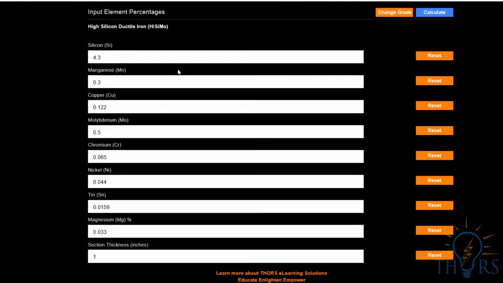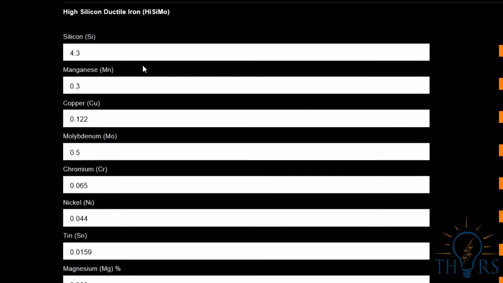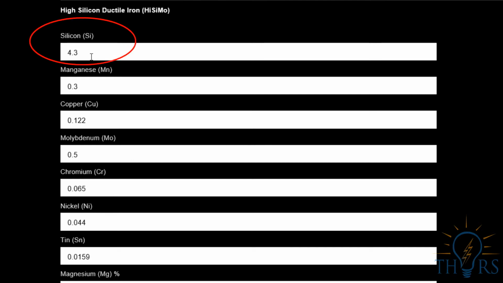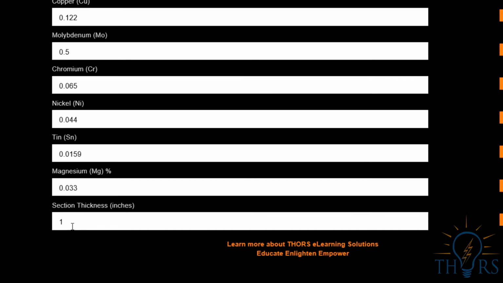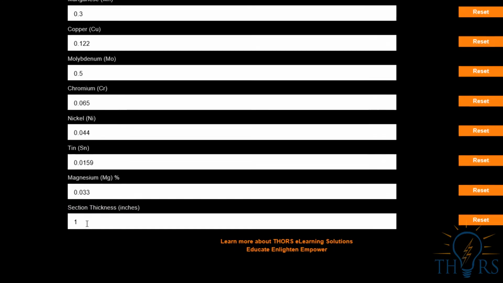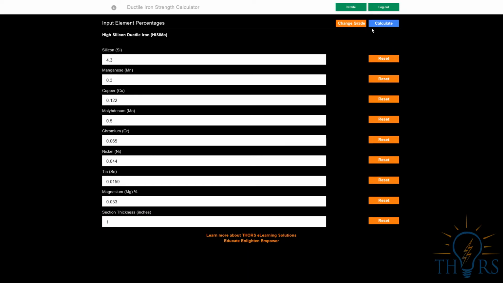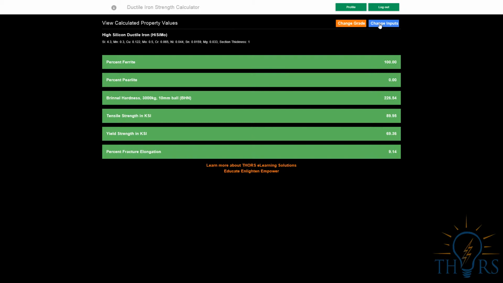Here we are shown percentages of the primary elements that make up this grade of iron. Silicon, 4.3%, manganese, 0.3%, and so forth. Finally, at the bottom, we have the section thickness in inches. When we go up to the right corner and click Calculate, we are taken to the Calculated Property Value screen.